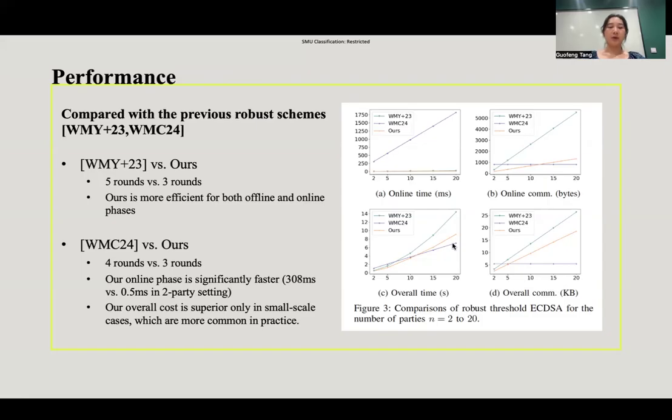For example, in the 2-party setting, their online phase requires 308 milliseconds, but ours requires only 0.5 milliseconds. So we are much, much faster. On the other hand, our overall cost is superior only in small-scale cases. Actually, these cases are more common in practice.